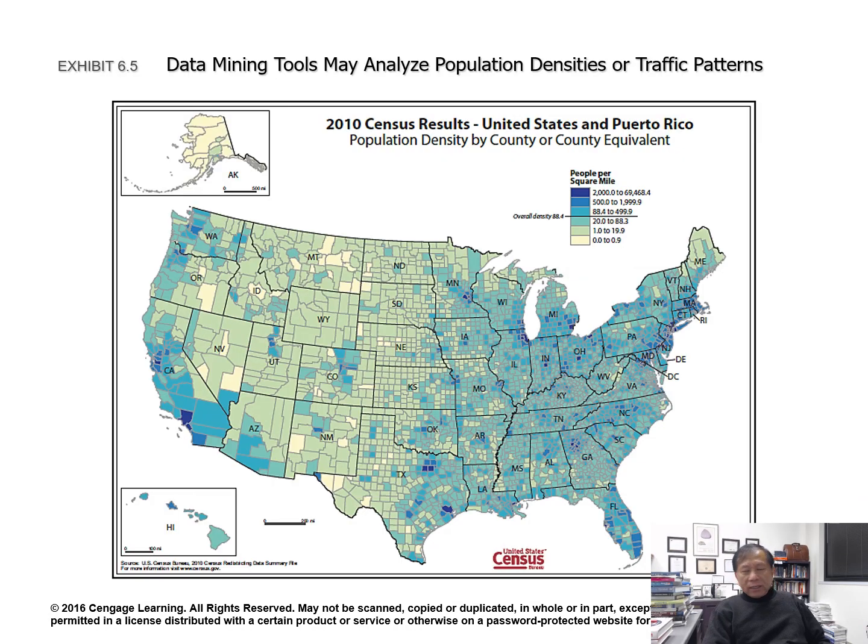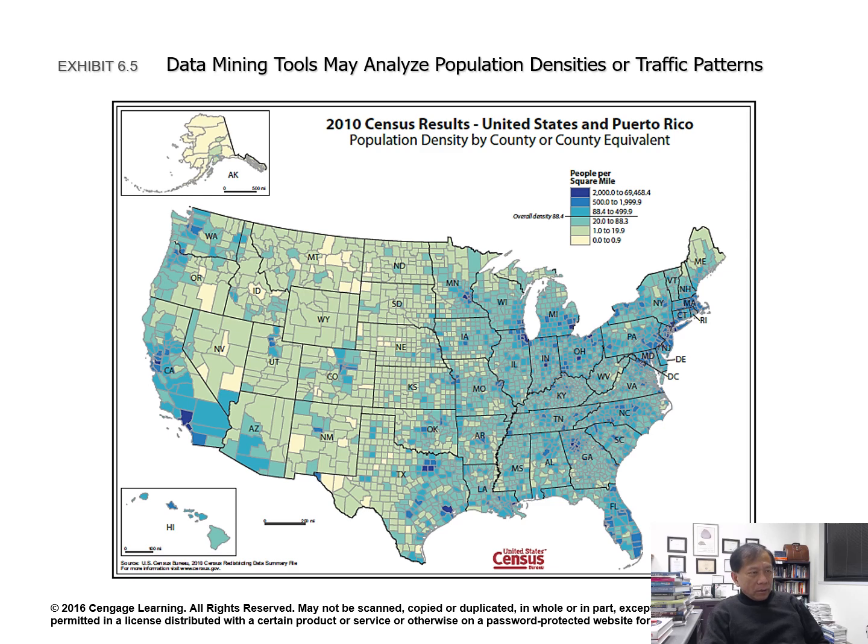You can use secondary data as a data mining tool to analyze population densities or traffic patterns. Okay, and this is the legend here. This is 2010 census results from the United States and Puerto Rico. It's population density by county or county equivalent. This is Alaska. This is Hawaii. This is the continental United States.